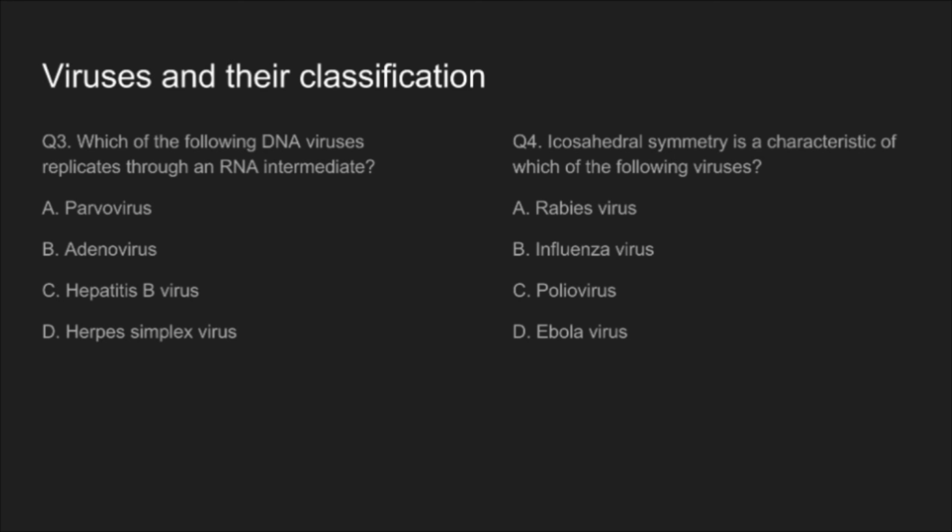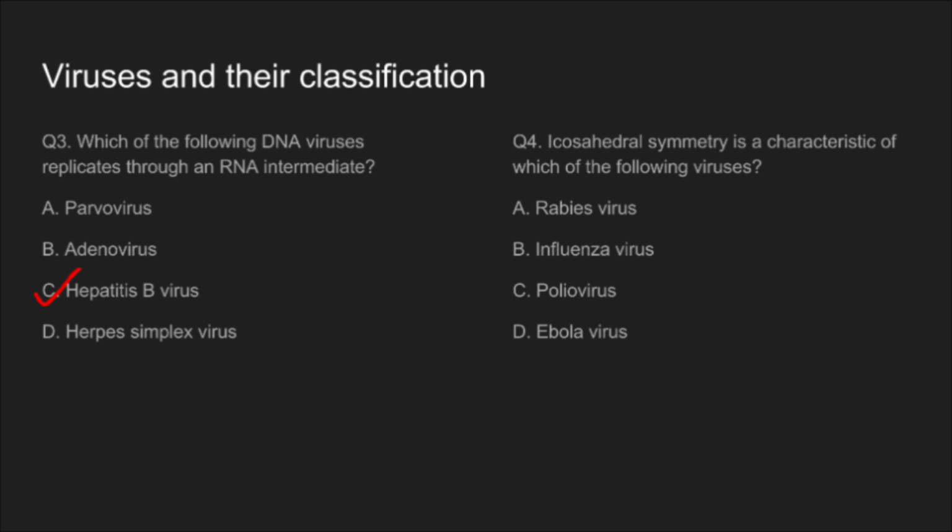Now question number 3. Which of the following DNA viruses replicate through an RNA intermediate? Your options are A. parvovirus, B. adenovirus, C. hepatitis B virus, D. herpes simplex virus. Your answer is option C, hepatitis B virus. Hepatitis B virus comes from the family Hepadnaviridae and is a partially double-stranded DNA virus. It replicates via reverse transcription of an RNA intermediate.